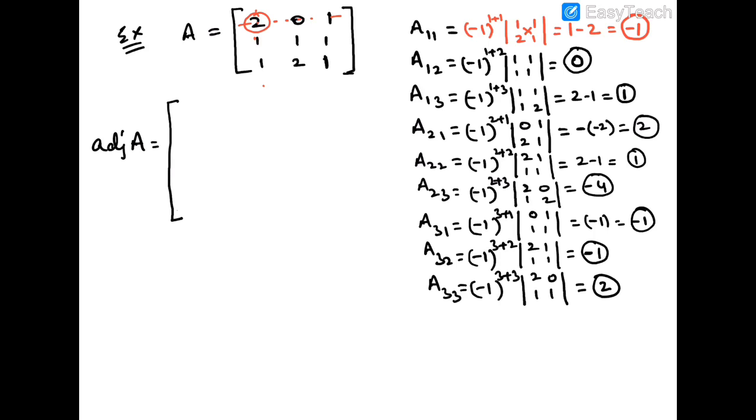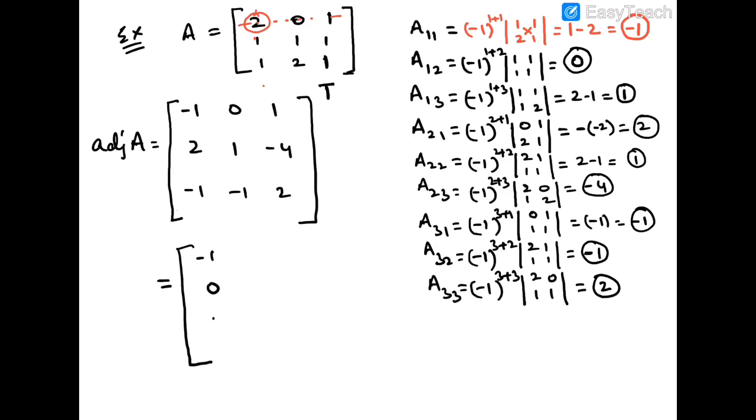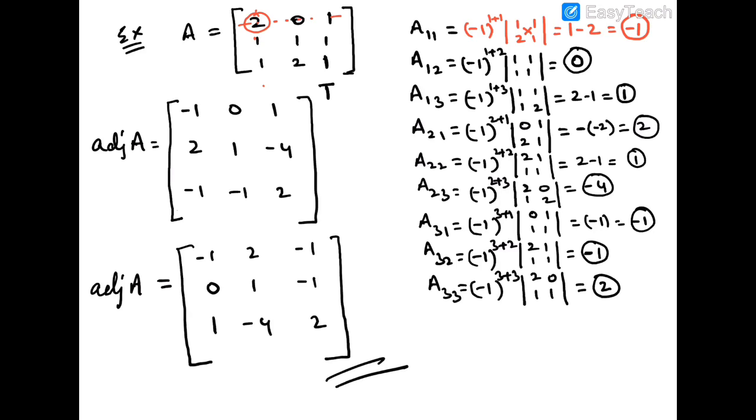Now write down all these cofactors in matrix form, and we will get -1 0 1, 2 1 -4, -1 -1 2. The transpose of this matrix means converting the first row into the first column, the second row into the second column, and the third row into the third column. We will get -1 0 1 as the first column, 2, 1, -4 as the second column, -1, -1, 2 as the third column, and this is the adjoint of A. So this is how we find the adjoint for a 3 by 3 matrix.